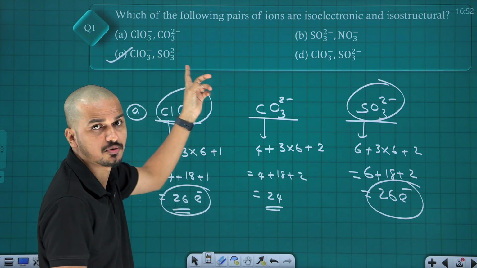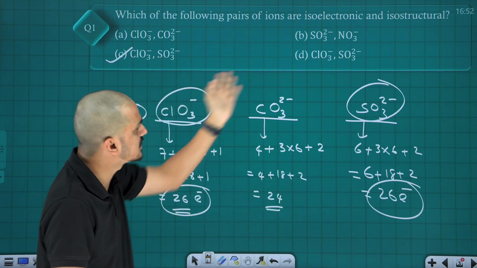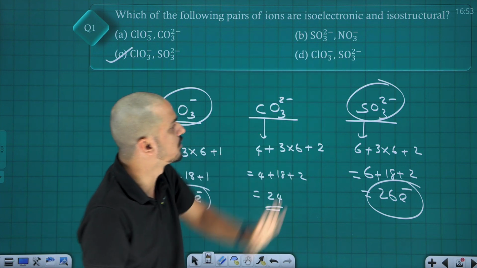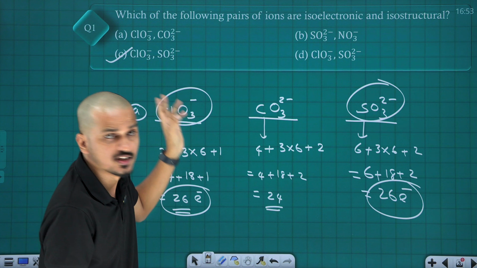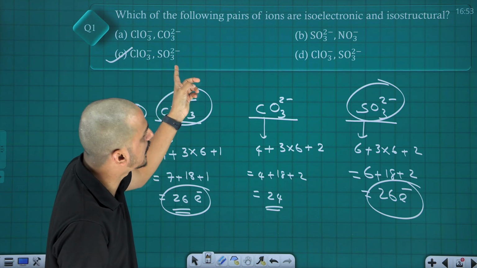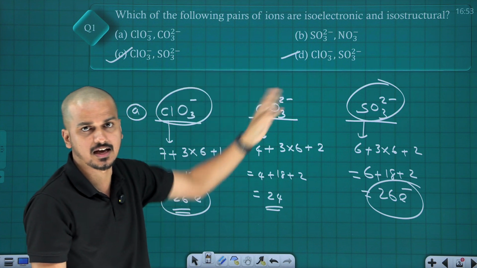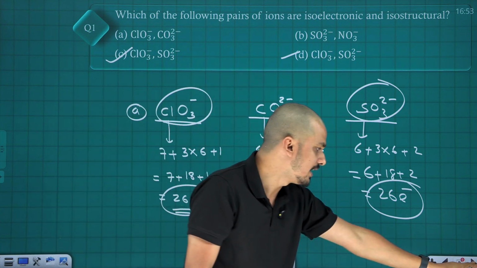ClO3 minus and SO3 2 minus have the same number of valence electrons. You can check for the remaining also, that NO3 minus and all also you can check it. Idea clear? So here ClO3 minus, SO3 2 minus, two options are there, two are correct. C and D are correct. Yeah, we can go to the next question.